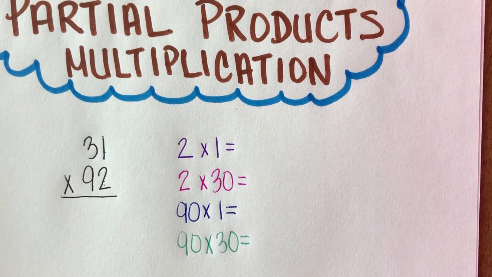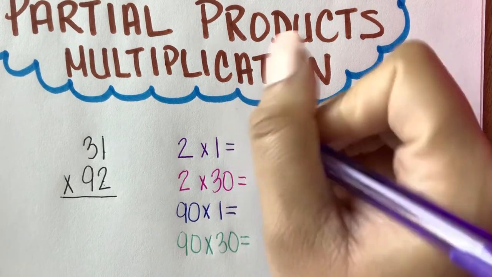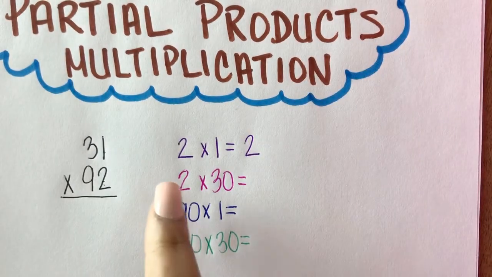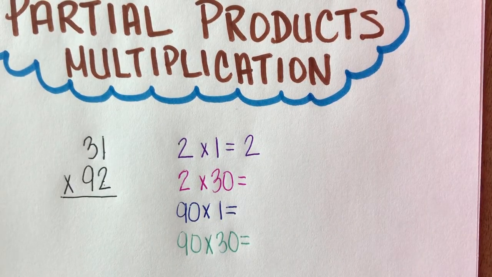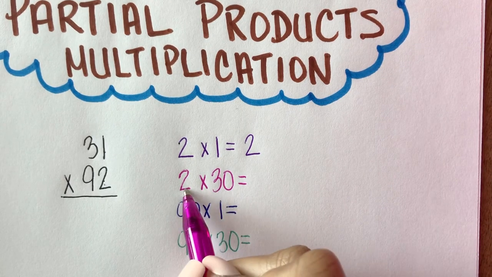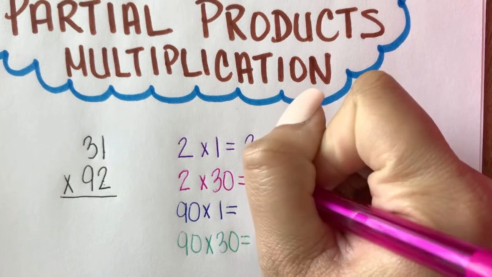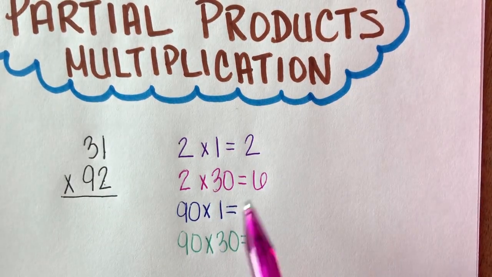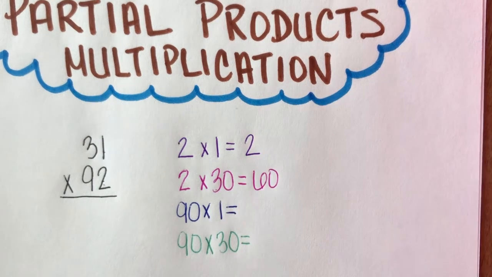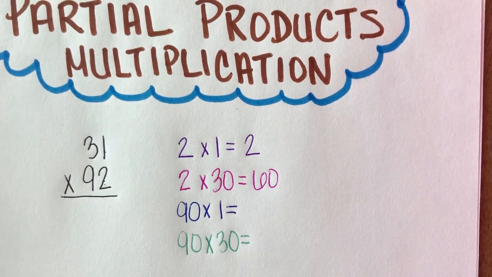Now we're going to simply multiply all of our partial products and we're going to get an answer. 2 times 1 is 2. 2 times 30. Now when you're multiplying by multiples of 10, pay attention to just the base number. For example, we have a 2 here and a 3 here. So we're going to multiply 2 times 3, that's 6. We're going to count our zeros. We have one 0, so we're just going to put one 0 at the end of that 6. That makes it 60. 90 times 1 is simply 90.